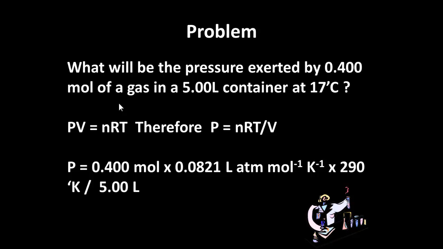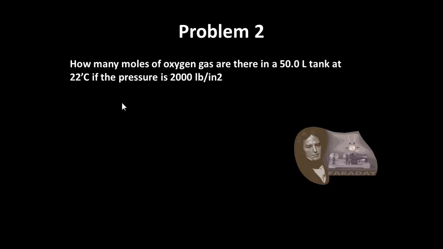And you can probably see that litres are going to cancel out, moles and moles to the -1 will cancel out, and degrees Kelvin and Kelvin to the -1 will cancel out, leaving you with an answer in atmospheres, and it comes to 1.90 atmospheres. Okay, we'll try another problem here. How many moles of oxygen gas are there in a 50 litre tank at 22 degrees Celsius if the pressure is 2,000 pounds per square inch?